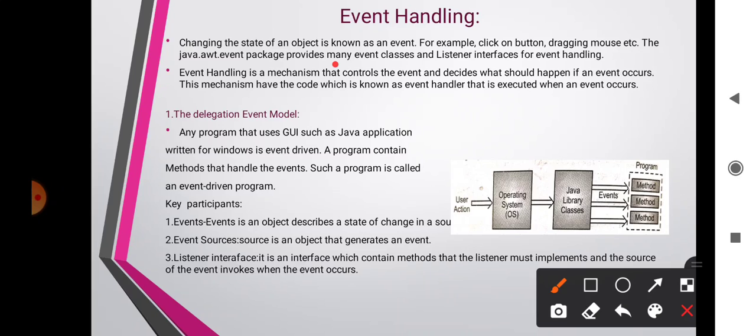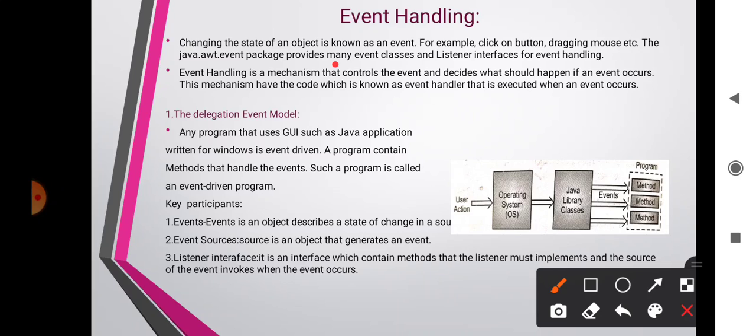Event handlers are procedures that are called when the corresponding event occurs. Then event handling is the mechanism that controls events and decides what should happen if an event occurs. This mechanism has the code which is known as the event handler, and that is executed when the event occurs.